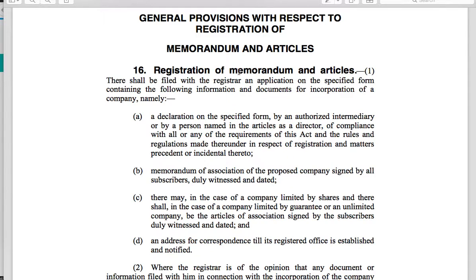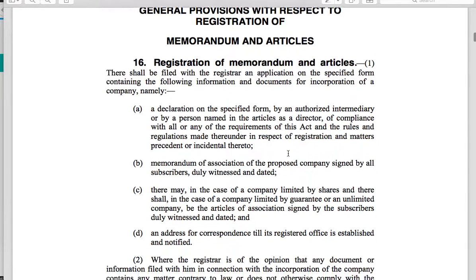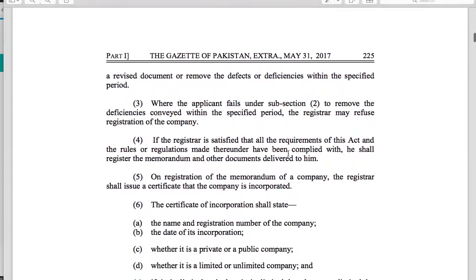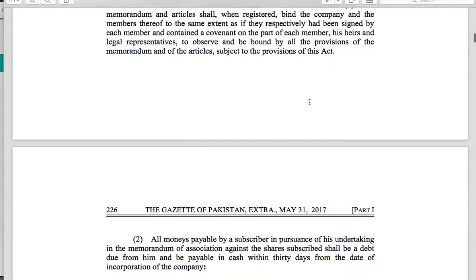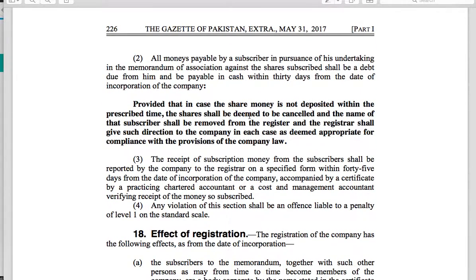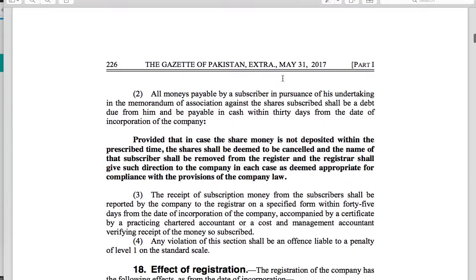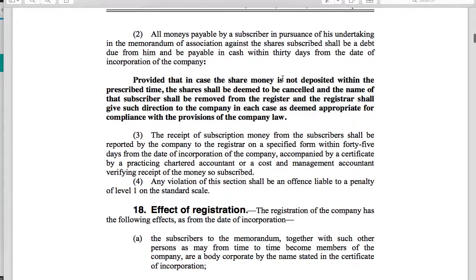So once you decide if you want to go with a standard memorandum and a standard article of association, this section says that you have to register them with all the details, and once you register them, that means that you have incorporated a company, and the share money, the paid up capital, which we call the subscriber money, has to be deposited in a bank within 30 days of incorporation, so that the company has the paid up capital to start its business.